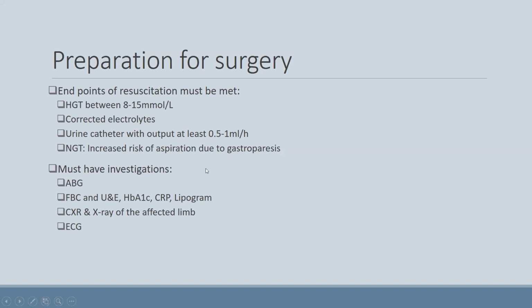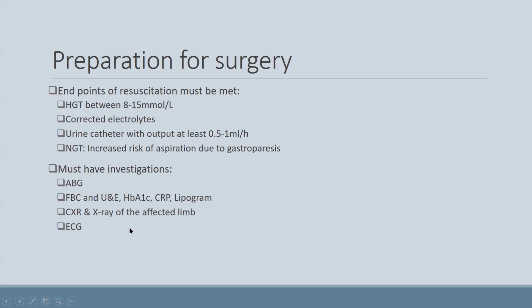And again, don't forget, most of us forget that the diabetic patient has diabetic neuropathy, which affects the autonomic nervous system, including that of the GIT. So a nasogastric tube is important because these patients have gastroparesis and delayed gastric emptying, which makes them prone to aspiration when they are given anesthesia. So an NG tube to decompress the stomach is important.